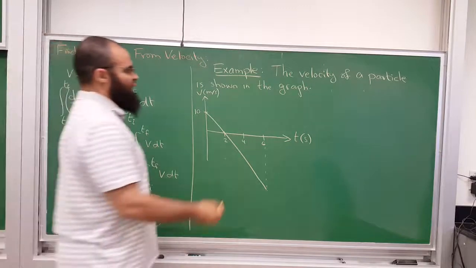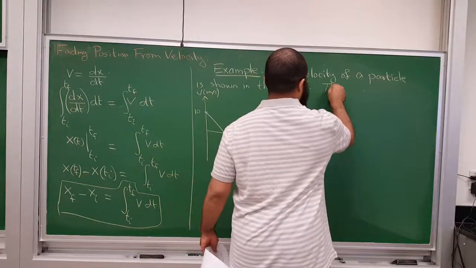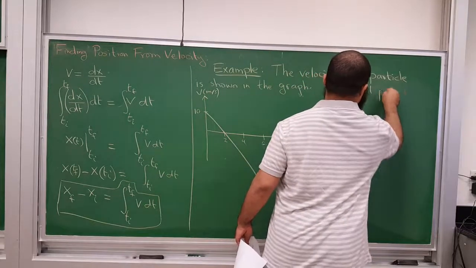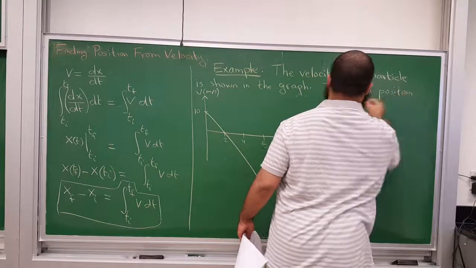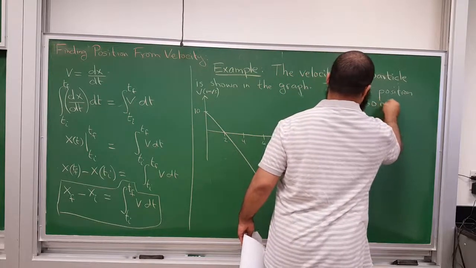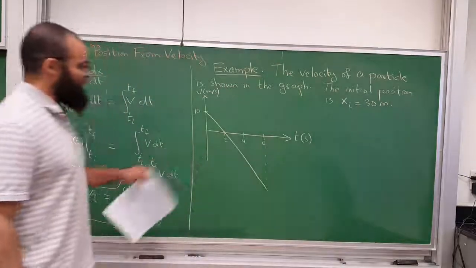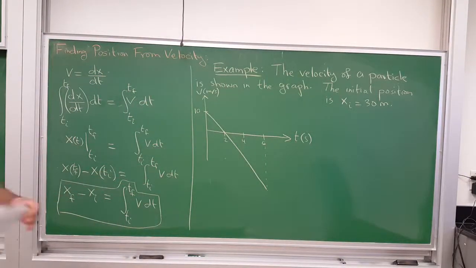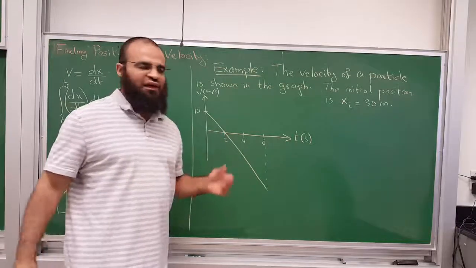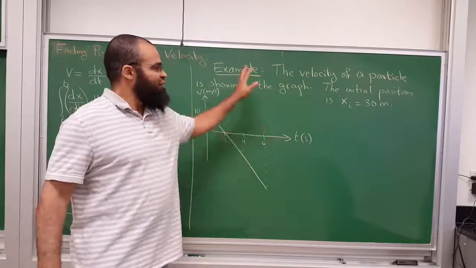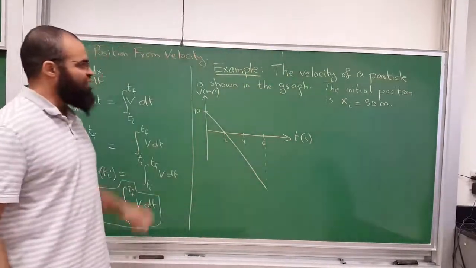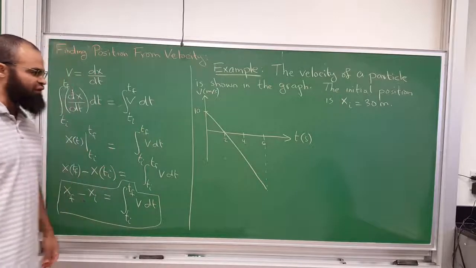And we're given that also the initial position is x initial equal to 30 meters. The position of this particle is at 30 meters. By the way, we say a particle, an object, a person, a car, a point. Everything is usually called a point or a particle. Okay? Everything is a point mass as far as we're concerned.